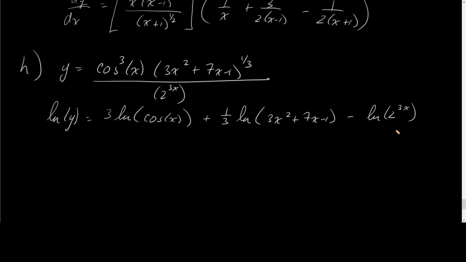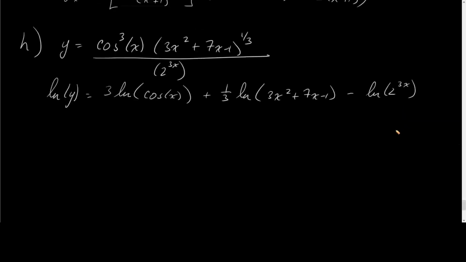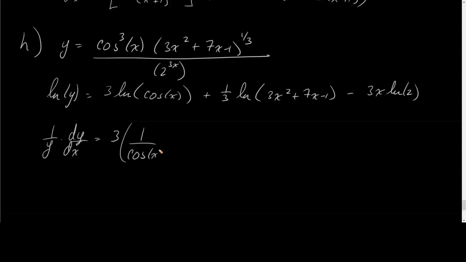All right. Actually, I want to rewrite that. I don't want to write it that way. I want to write it as 3x ln of 2. There we go. All right. So now, let's go ahead and take derivatives here. Let's see what we get. The derivative of ln of y, well, that's going to be 1 over y times dy/dx by implicit differentiation. The next thing, 3 times the derivative of ln of something is 1 over that thing, and then by the chain rule times the derivative of the inside.